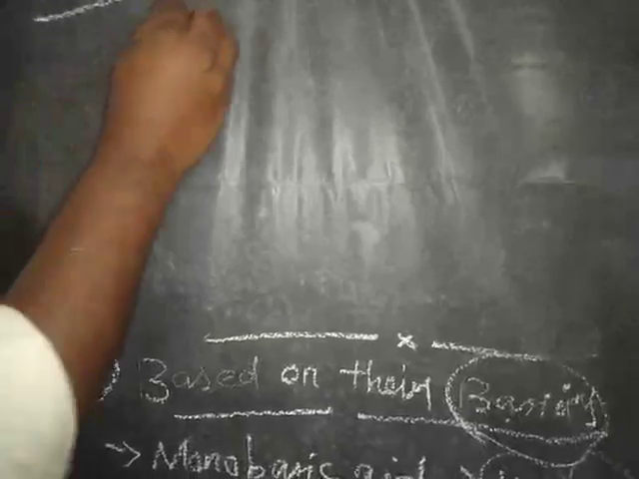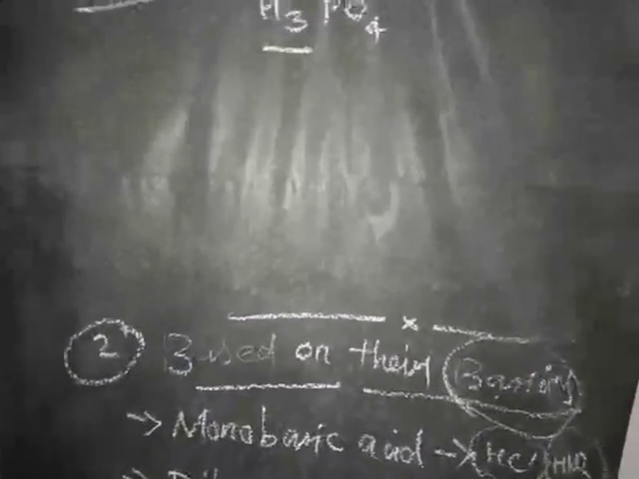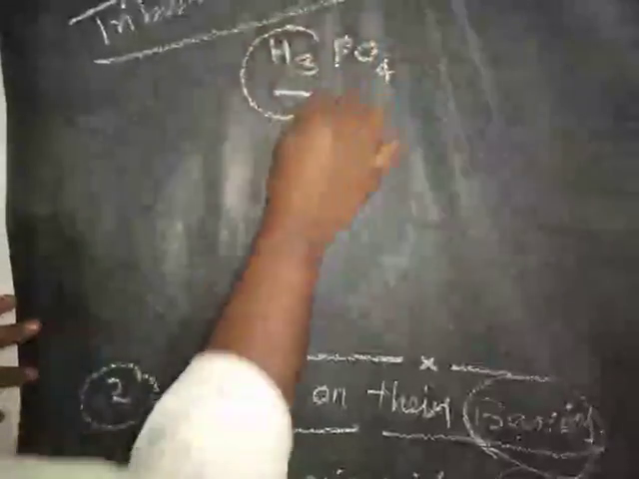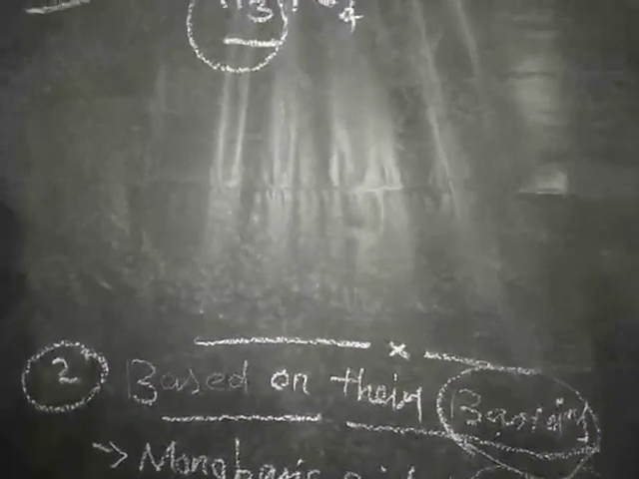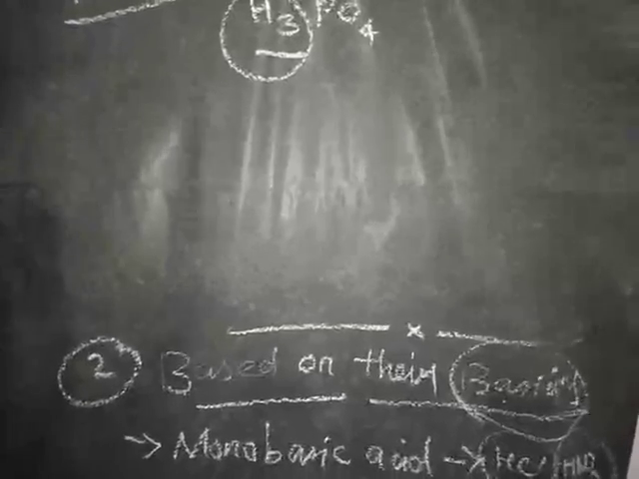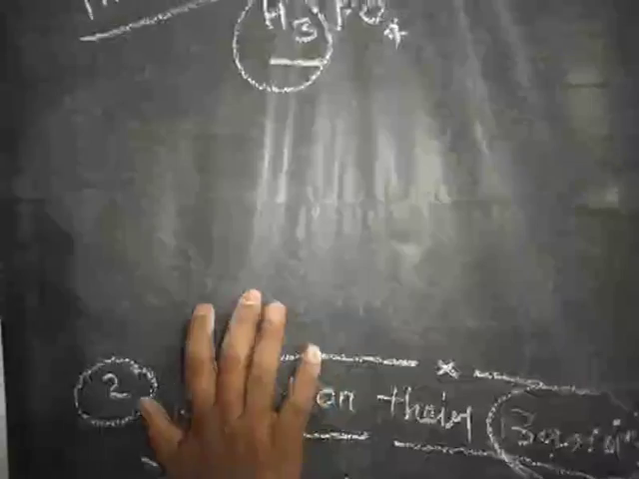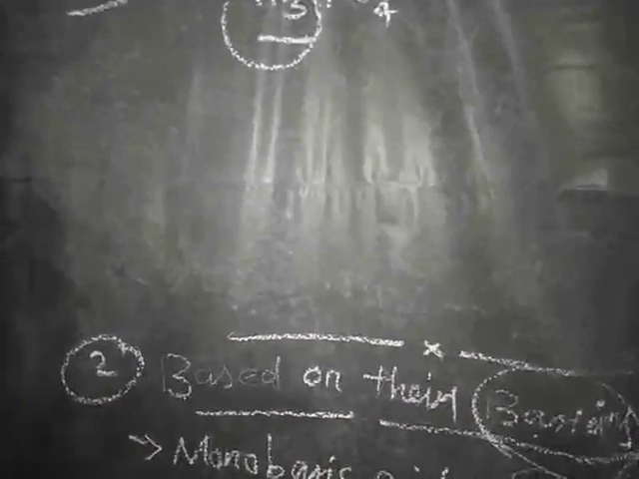Tribasic acids. For example, H3PO4. Look at this example. This acid contains how many replaceable hydrogen atoms? 3 hydrogen atoms. So this acid is an example of tribasic acids. How do we define tribasic acids? An acid which gives 3 hydrogen ions per molecule of the acid in solution form. In the solution form it can replace 3 hydrogen atoms. So that acid is called a tribasic acid.